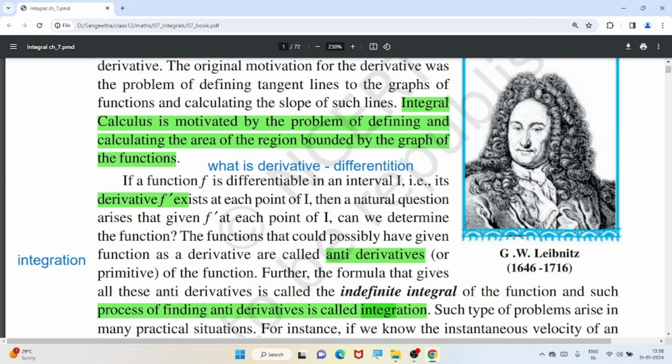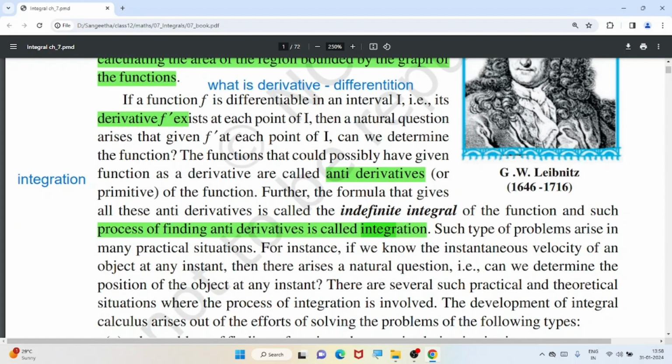The derivative means differentiation. For example, the derivative of x square is 2x. That is, we are differentiating x square with respect to x to get 2x. Now if you integrate 2x, you will get x square. That is, the antiderivative of 2x is x square. So these two are reverse processes.